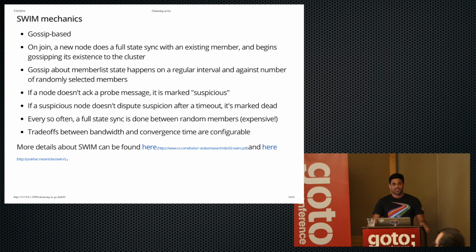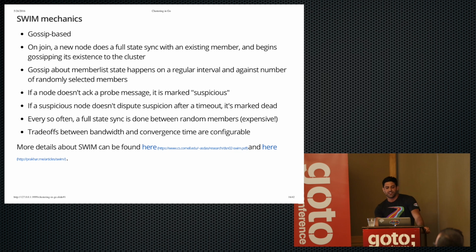There's also this thing called probes, and probes are basically, hey, are you here? The expectation there is for you to say, yep, I'm here, I'm alive. So if a node doesn't ack a probe message, it's marked as suspicious. And because of gossip, whenever you mark a node as suspicious, you actually tell the rest of the cluster. Well, sorry, you gossip to the rest of the cluster, hey, this node's suspicious.